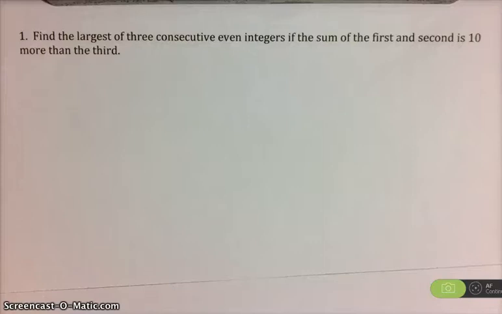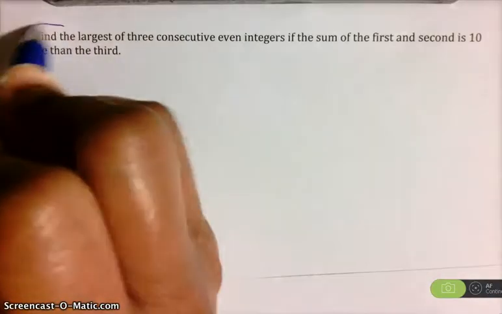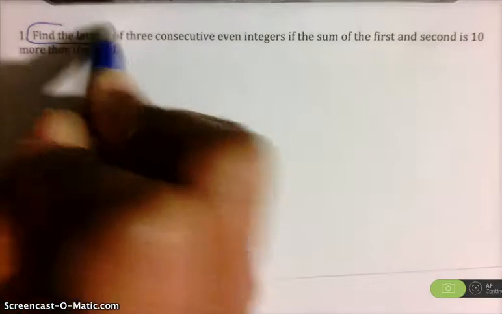Okay, we're going to review solving some consecutive integer problems. The first problem says find the largest of three consecutive even integers if the sum of the first and second is 10 more than the third. So we're going to start by circling and underlining keywords. We're looking for the largest.